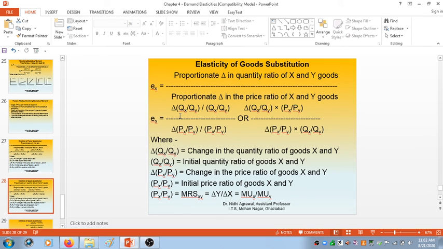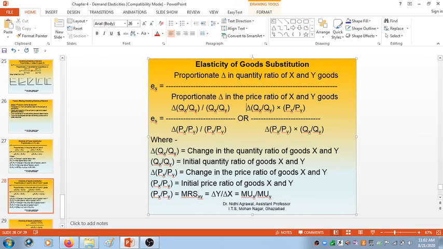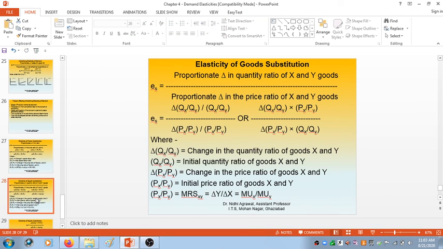Symbolically, it can be represented as delta Qx upon Qy divided by Qx upon Qy, because we are taking the ratio of two goods, divided by the price ratio. We have taken delta Px upon Py divided by Px upon Py. After rearranging, we have the formula: delta Qx upon Qy multiplied by Px upon Py, divided by delta Px upon Py multiplied by Qx upon Qy.